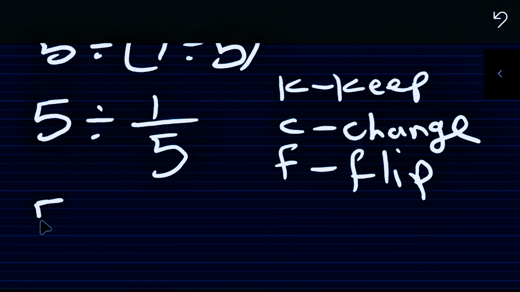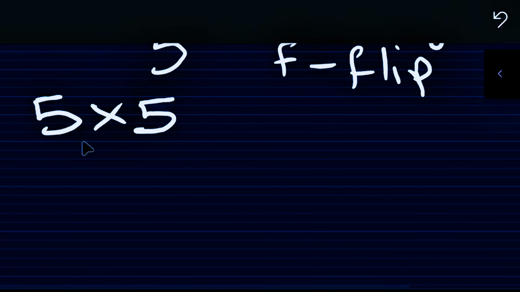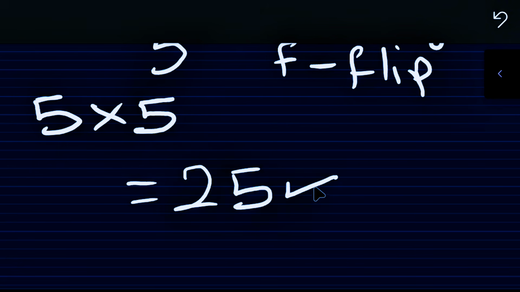Okay, so it simply means that this K, keep, means we are going to keep 5, okay? We'll change this division to multiplication, and we are going to flip this fraction. So it's going to be 5 divided by 1, and 5 divided by 1 is 5, okay? So we have 5 times 5 equals 25 as the right answer. Now, let's look into another math question.